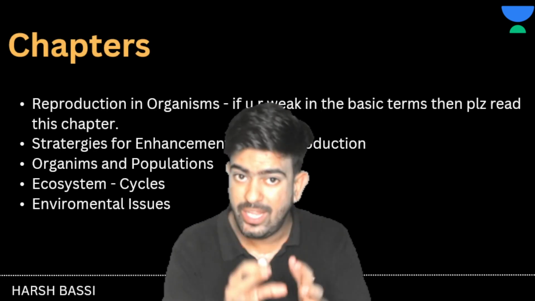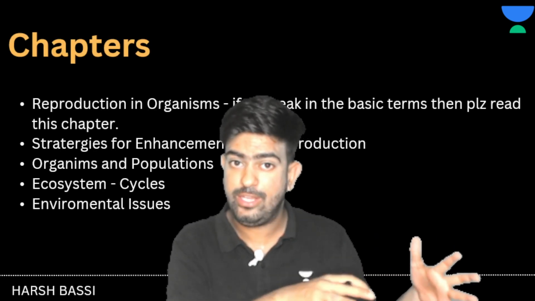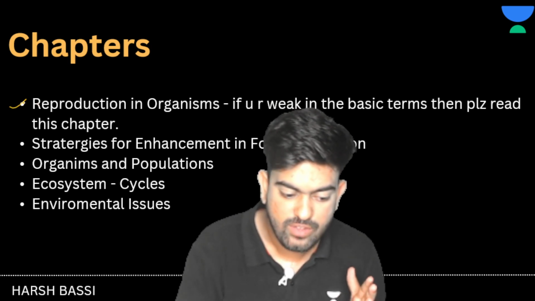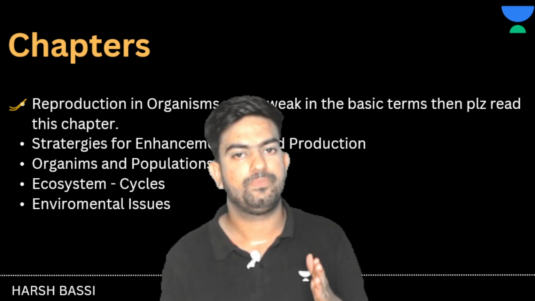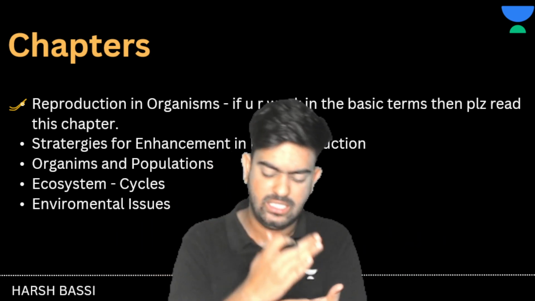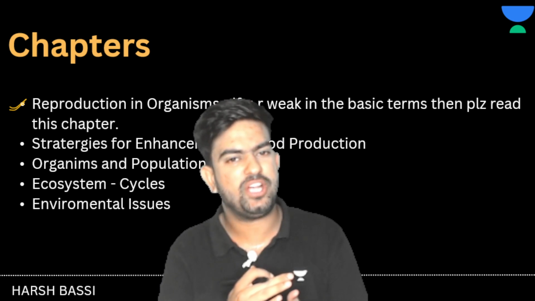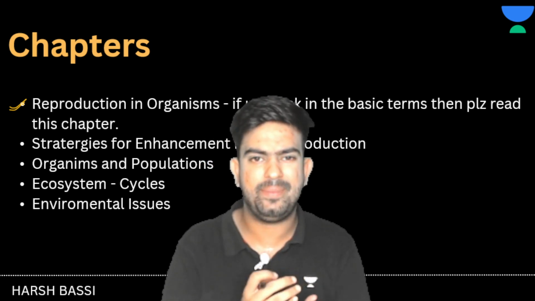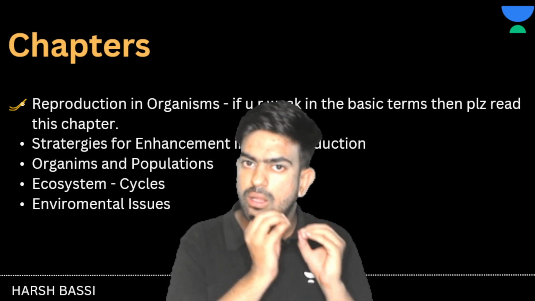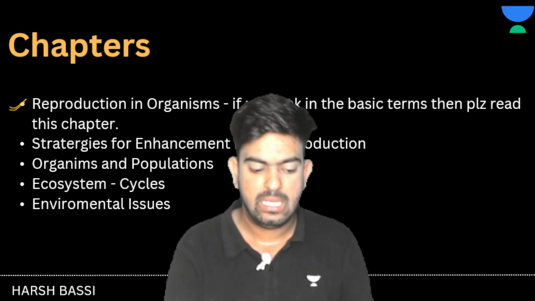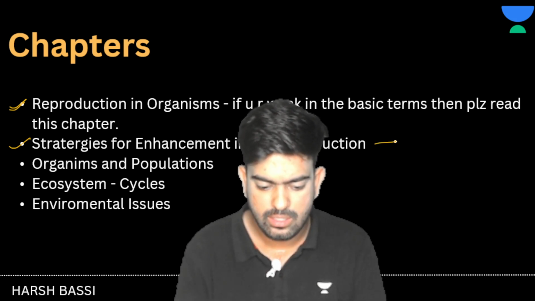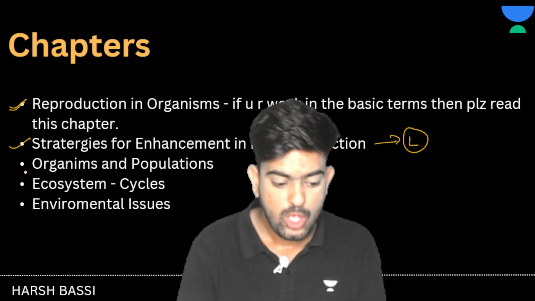Now we are going to have the 12th chapter list. We have reproduction in organisms. If you are very good in basics, you understand the terms zygote, isogamous, oogamous, the basic terms, you can completely leave this chapter as of now. Next, strategies, you can completely leave it. We can leave this.